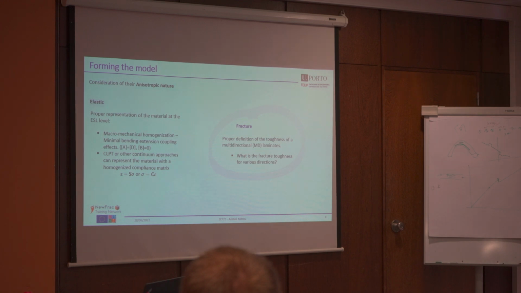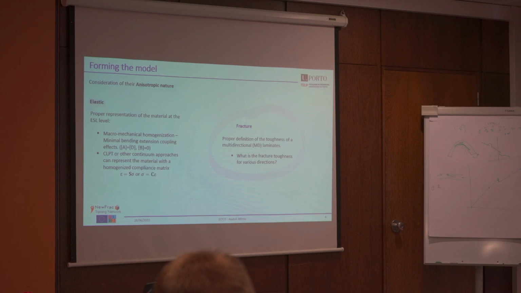So what happens is the bending-extension coupling matrix, for the composites people, B, tends to zero, and the extension stiffness matrix tends to be equal to the bending stiffness matrix. So you don't have any warpage effects, and thus your laminate can be represented by a single compliance and stiffness matrix, and that is what is done.